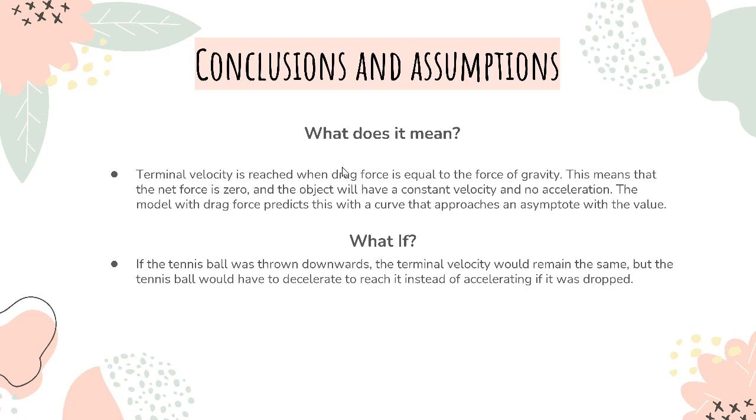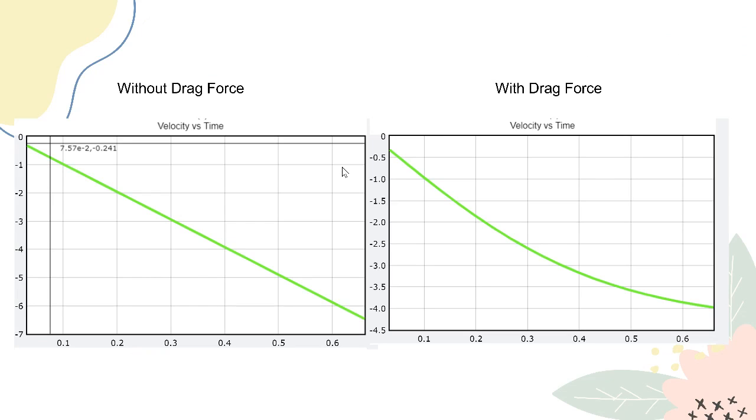This idea is best represented by comparing these two graphs of velocity as a function of time. Without drag force, the graph is a straight line that seems to just reach 0. However, with drag force, the graph is a concave curve that approaches an asymptote of around -4 meters per second. Although the object will never actually reach this terminal velocity, it is constant for that object even if there are external forces like throwing it downwards.